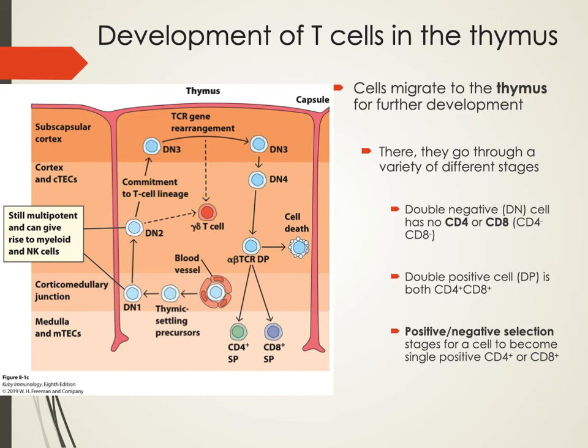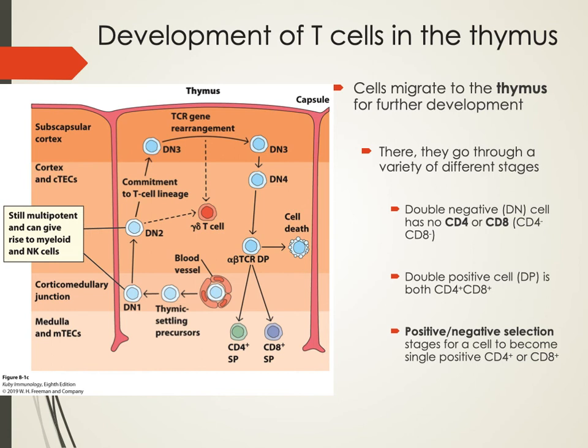So again, as the cell is in that cortex medullary junction, we're having shifts in expression of these different markers so that it would then become a DN2 that moves it into the cortex. At this point, that cell has now committed to the T cell lineage. Prior to that, at stage DN1 and also DN2, it is possible for the cell to give rise to myeloid and natural killer cells.